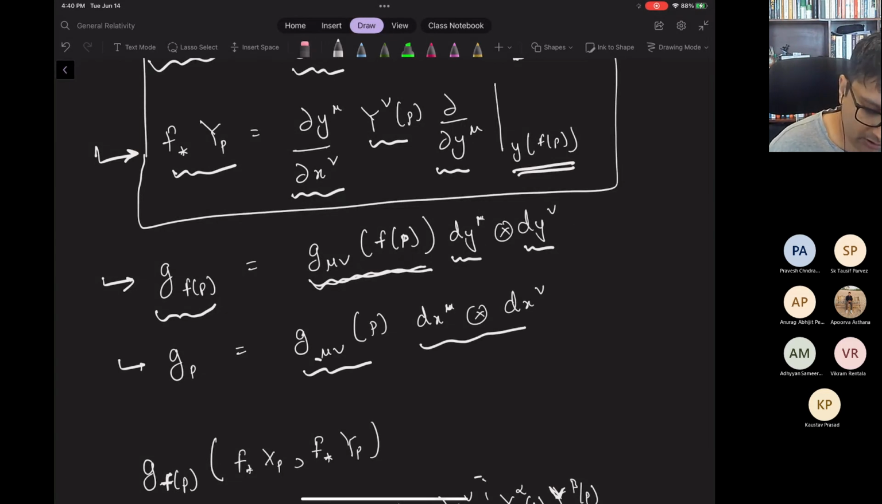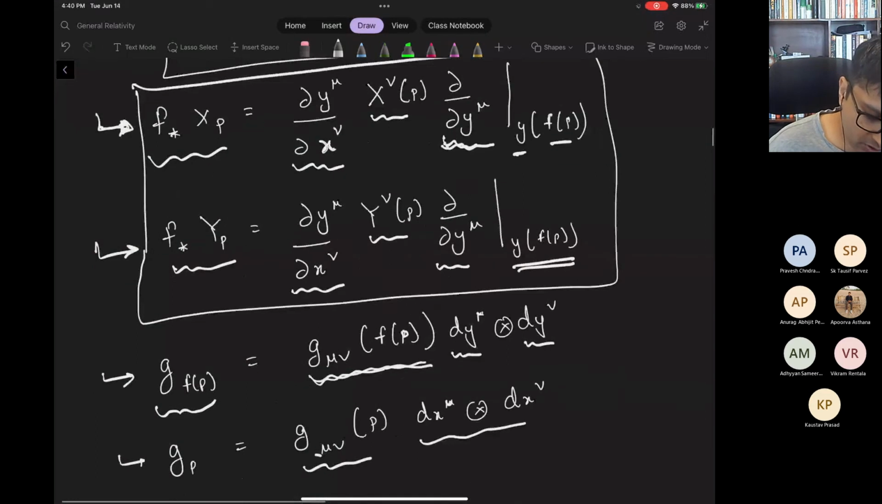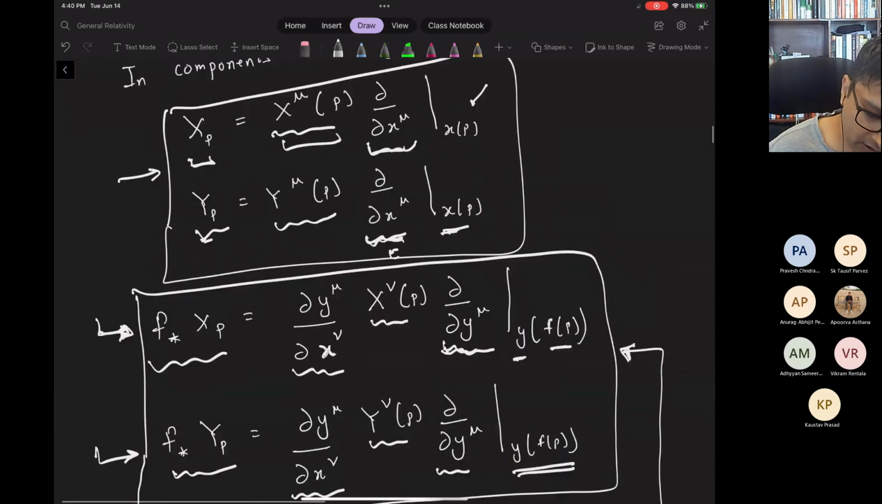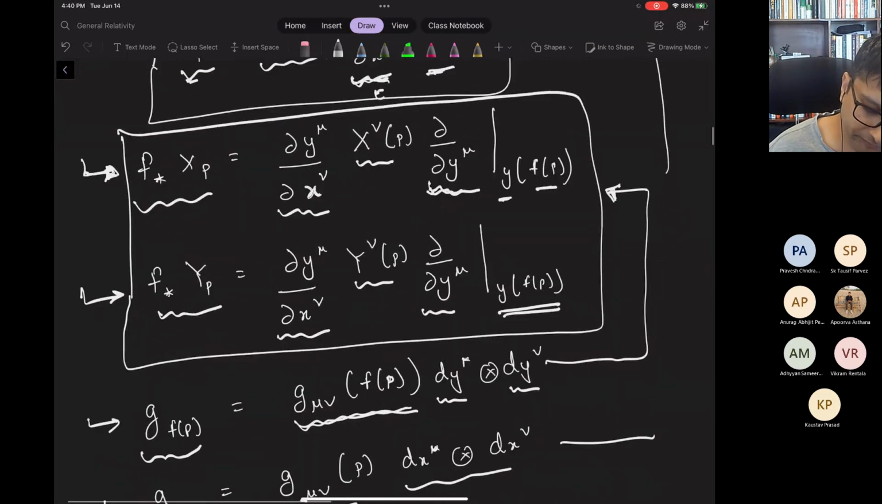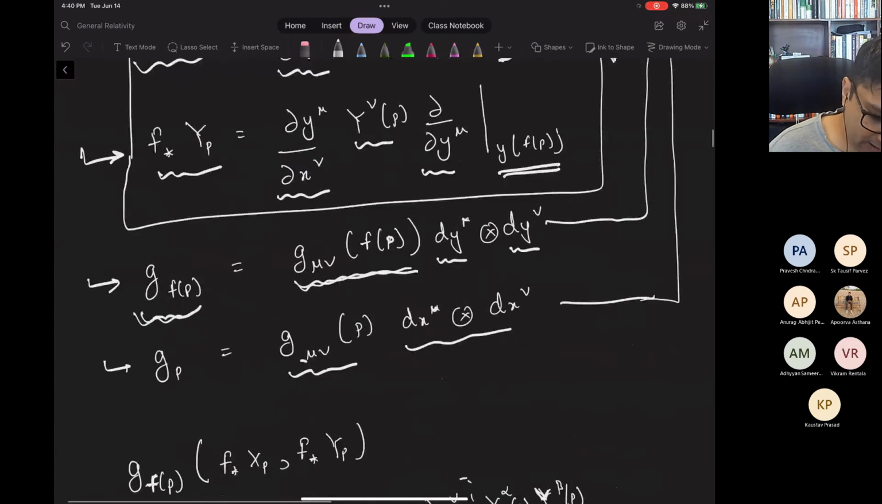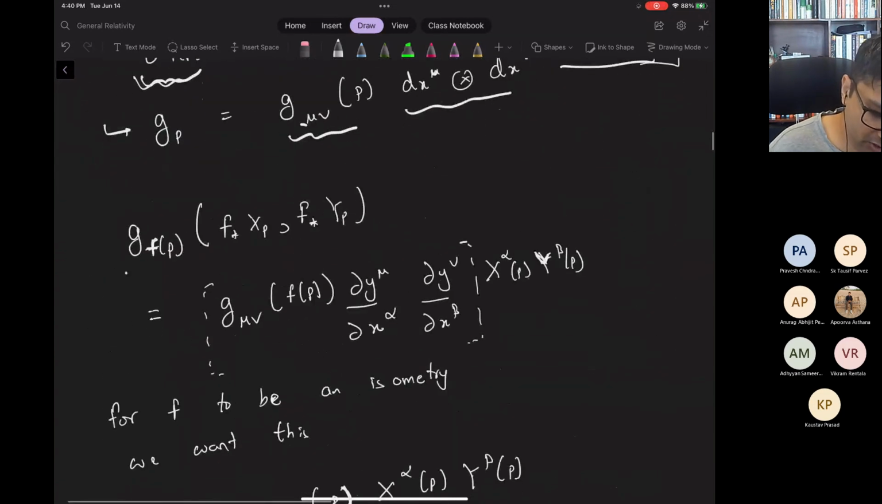And the original metric G at the point P is of course just G_μν(P) dx^μ dx^ν. So what we can do is use this G(F(P)) to take the inner product of these push forward vectors, and we can use G(P) to take the inner product of the original vectors. If we take G of F(P) acting on the push forward vectors, what we get is G(F(P)) acting on F star X_P, F star Y_P, which is G_μν at F(P) times ∂y^μ/∂x^α, ∂y^ν/∂x^β, X^α(P), Y^β(P).